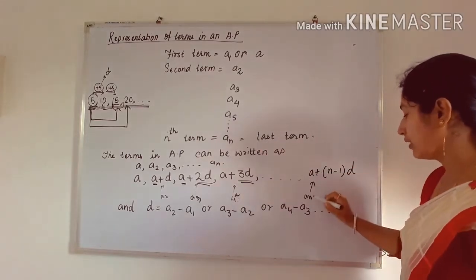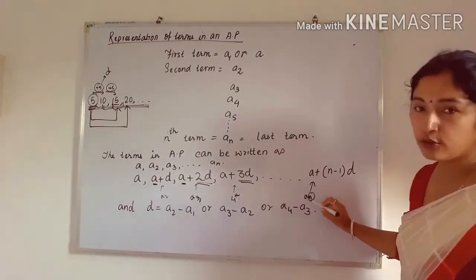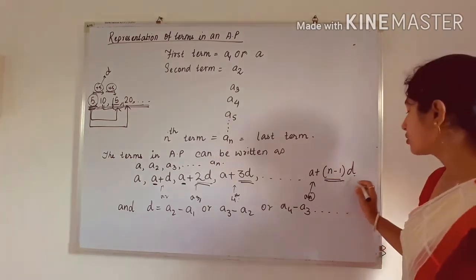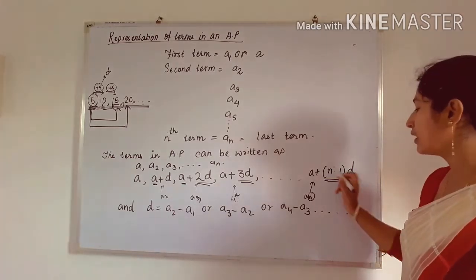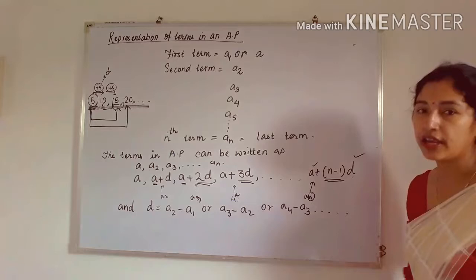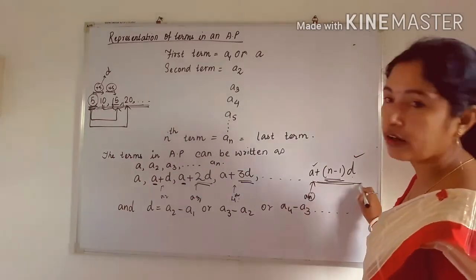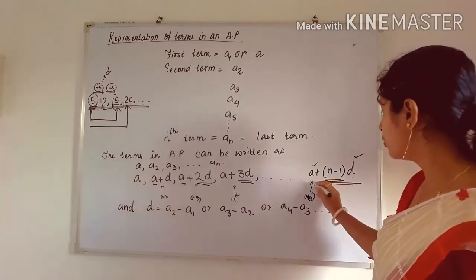So, if I subtract 1 from n, what we will get? Yes, I will get n minus 1. So the coefficient of d will be n minus 1 and the rest will be the same. A and d will be the same. Okay. So this I will discuss later on. For the first exercise we don't need this.